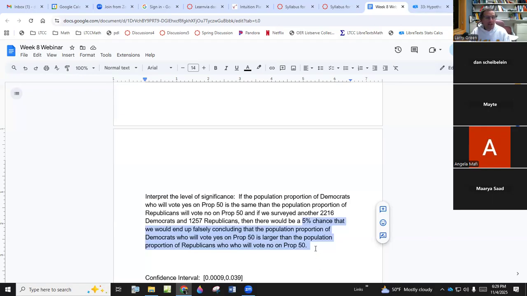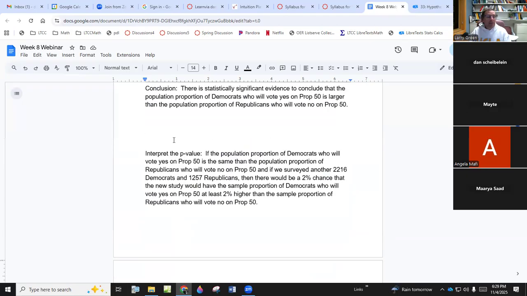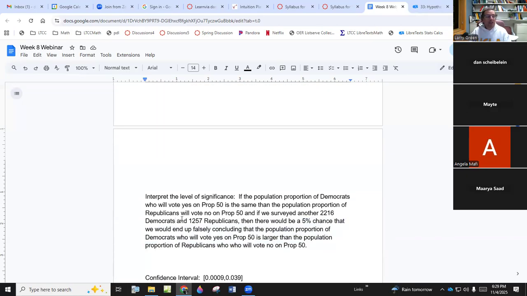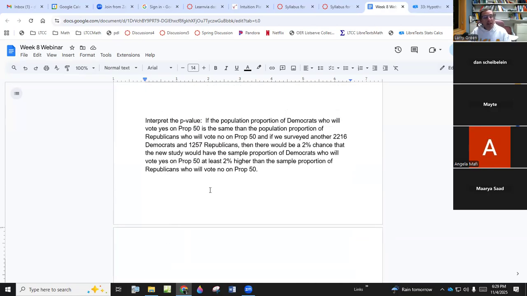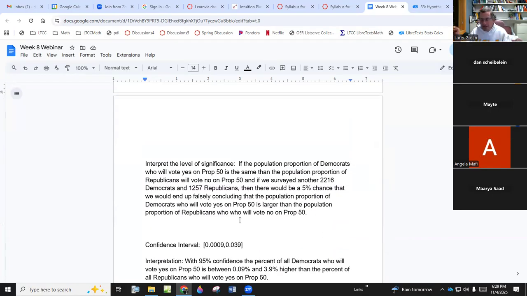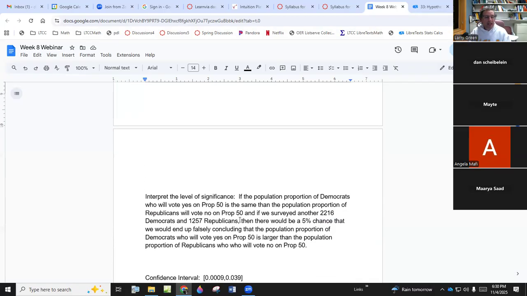Any questions on interpreting the p-value or the level of significance? Notice a lot of people make mistakes on this with level of significance. With the p-value, it's a chance that a sample would do something. With everything else, it's all about the population. Any questions?